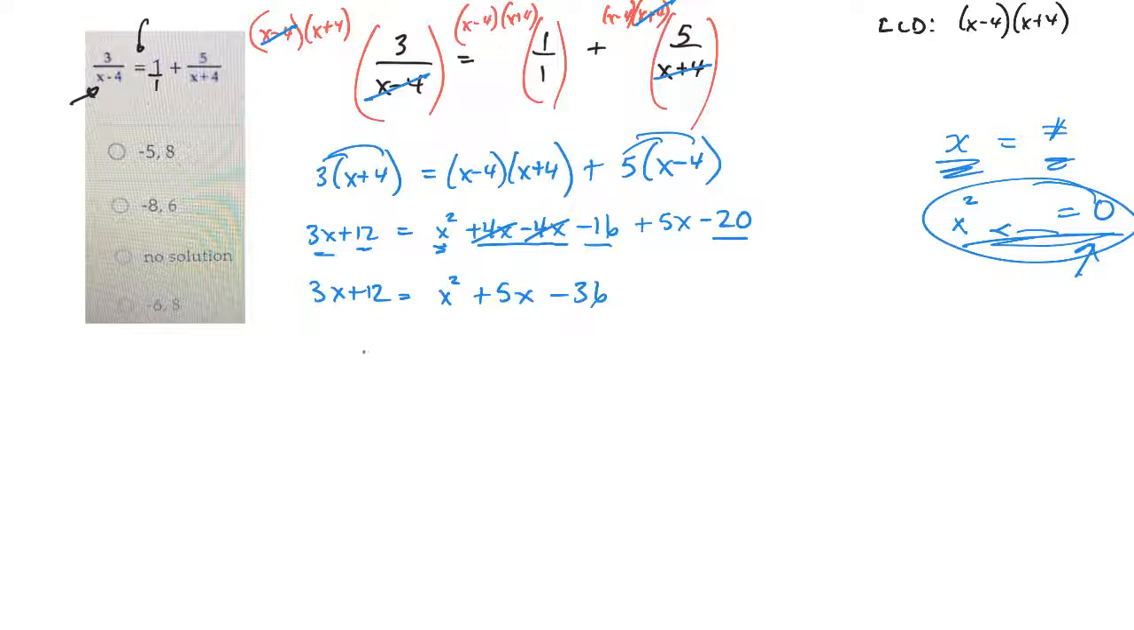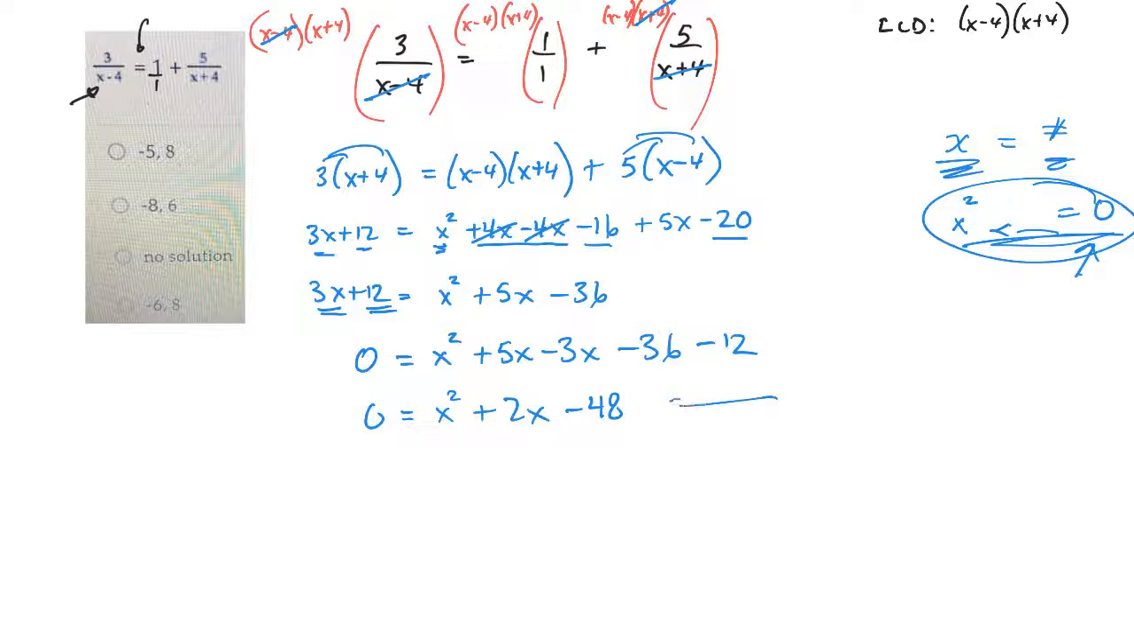Okay, now let's move them over. So this will be a 0 on this side. That'll be x squared plus 5x. If I move this over, it'll become a minus 3x. Then I have a minus 36 already. If I move this over, it'll be a minus 12. Okay, let's collect like terms. So this will be plus 2x. Minus 36 minus 12 is minus 48, I think, equals 0.